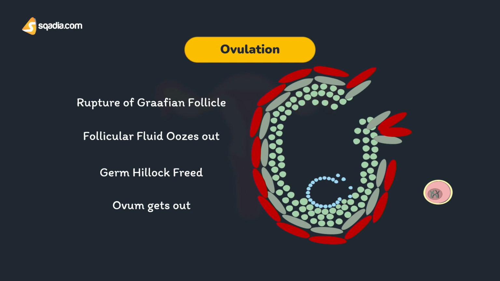fertilization. Other details will be discussed in the next lecture on ovulation, in which we are going to specifically talk about the process of ovulation. But for now, we're just going to stick to the stages in which the rupture of the Graafian follicle occurs, the follicular fluid is oozed out, the germ hillock is freed and the ovum gets out of the system.